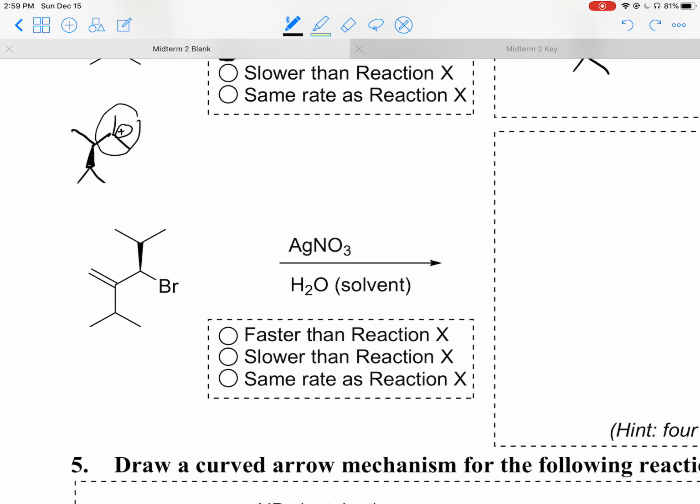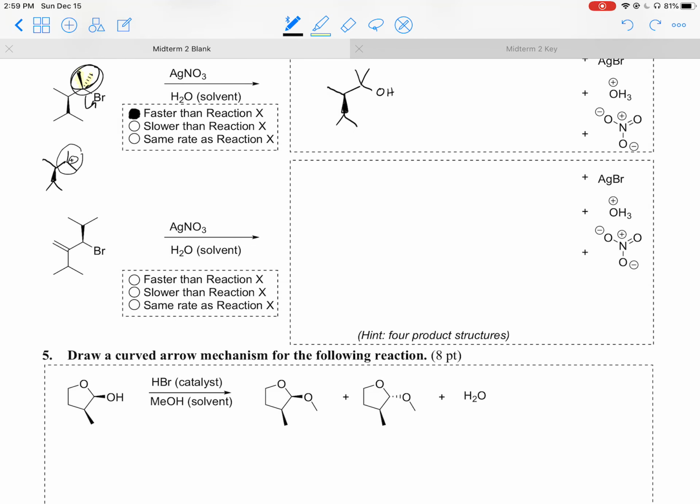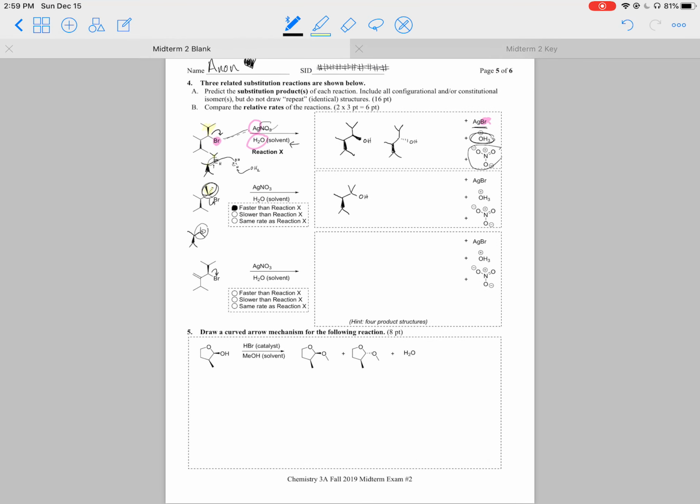Okay, last one, and we're given a hint for this one that there are going to be 4 product structures, so we need to pay a little bit more attention. The bromine is still the same leaving group. We've got the same protic solvent and the silver that attracts the bromine, and so that doesn't tell us anything new. It's the same thing as reaction X at the beginning when the leaving group is leaving.